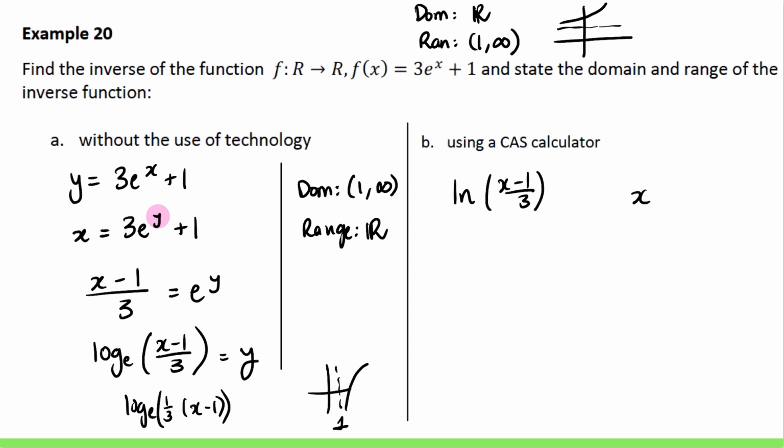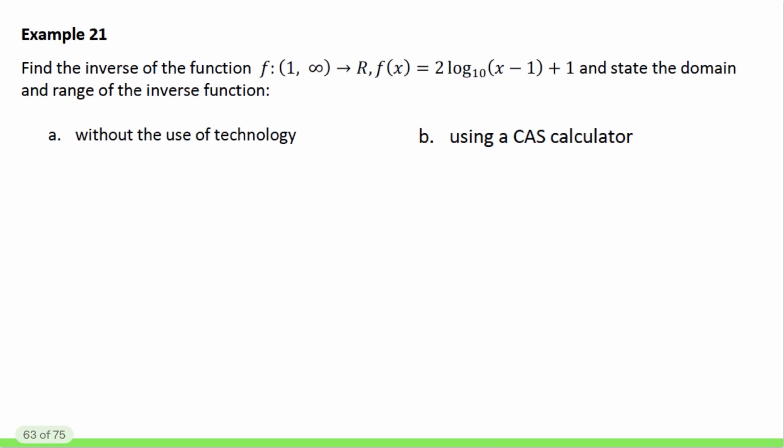It does specifically give us a domain as well. So x needs to be greater than 1, otherwise this is not going to be valid. Okay, fantastic. Let's try the next one, example 21.